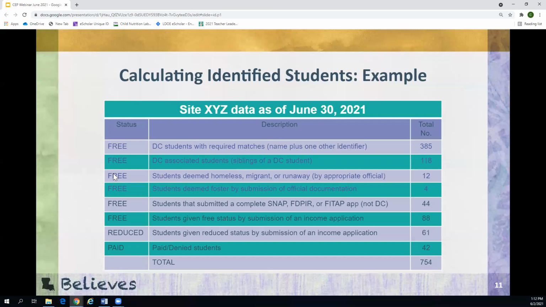So students that submitted an application where they identified themselves as SNAP, FDPIR, or FITAP, but they're not actually DC. You may have students who were free by an income application, students that were reduced by an income application, and your paid students. So this entire group would potentially be your entire student population, but this is not your total list of identified students.